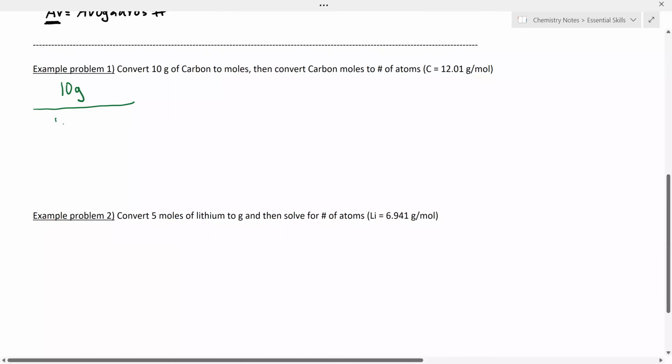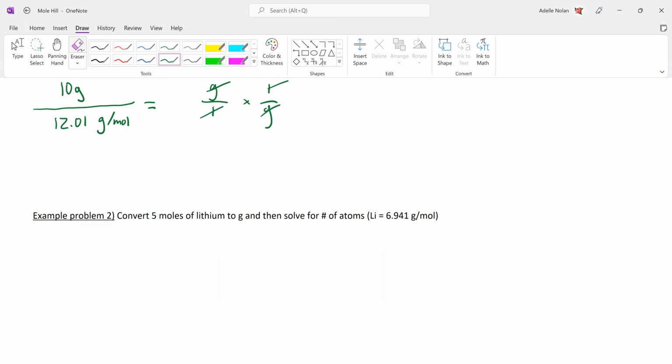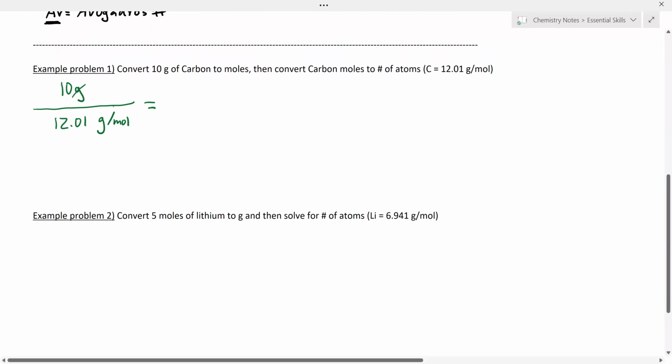So, okay, we have 12.01. Maybe we'll do sig figs, I'll figure it out. So this is correct. Think about it: you now have grams over grams, and these cancel out. That's what you want, because the purpose of this is to convert to moles, so you want to get rid of the grams. The grams here cancel out. So you have 10 divided by 12.01. We're going to round to sig figs because it's a crazy number.